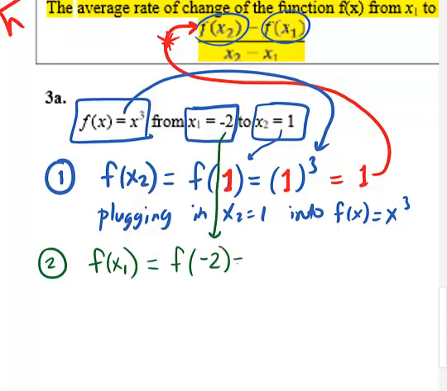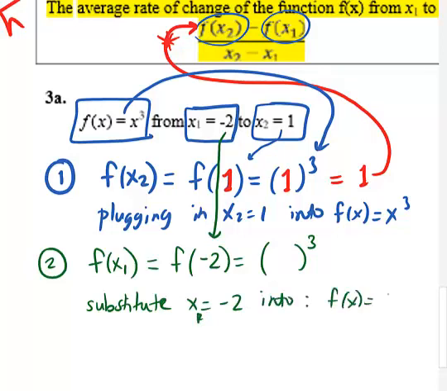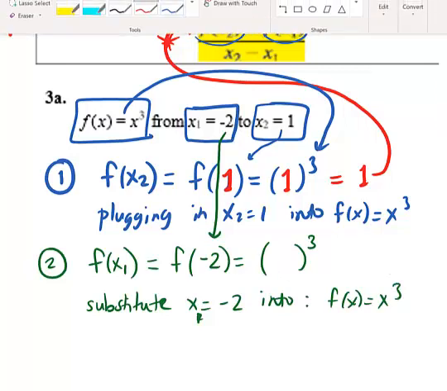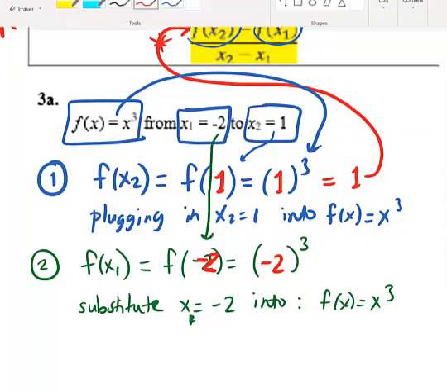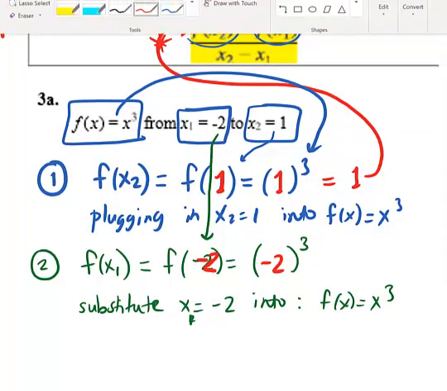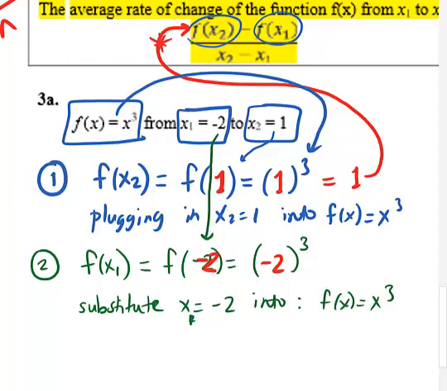So I'm going to substitute that into x cubed. I should say substitute, not plug in. That's more correct. Substitute x1 equals -2 into the function that was given. So the value I want is -2, and I substitute it in and get -2 to the third power. That's -2 times -2 times -2. That's 3 negatives, so it'll make a negative. 2 times 2 times 2 is 8. So that'll go here.